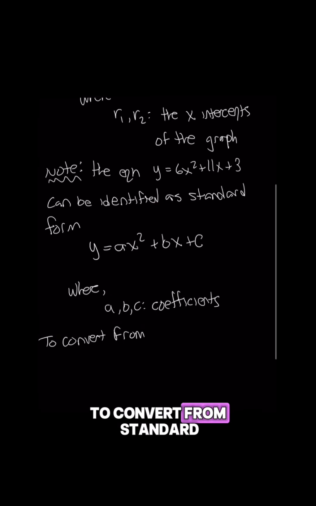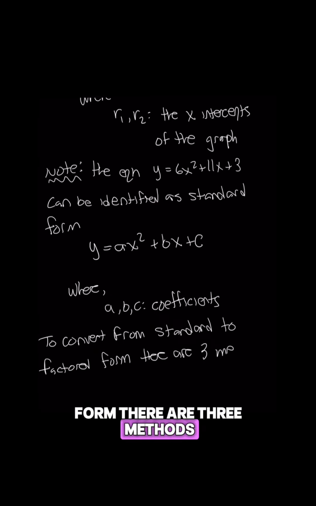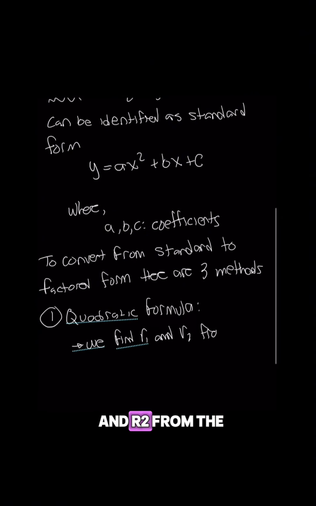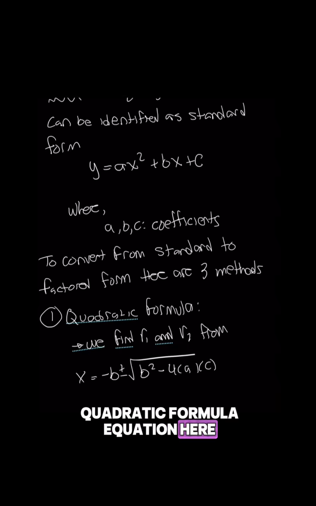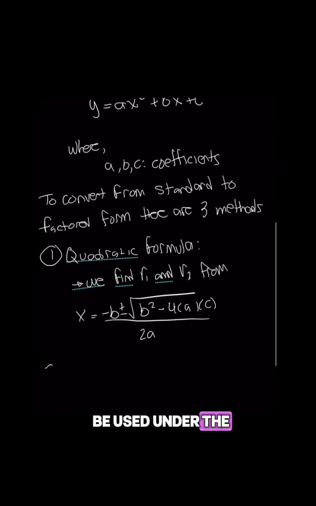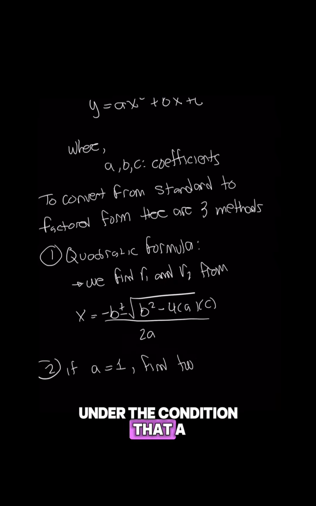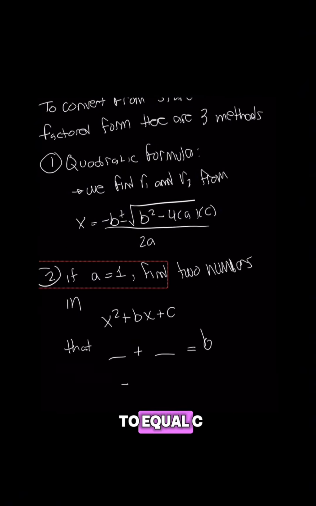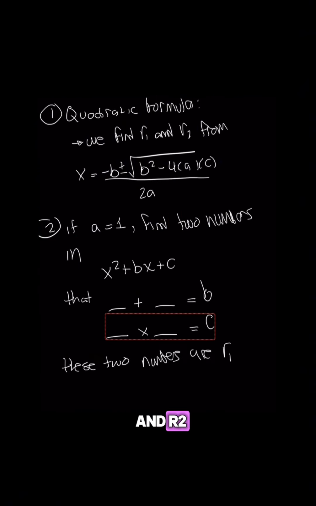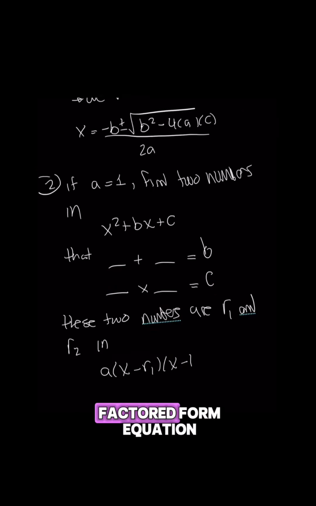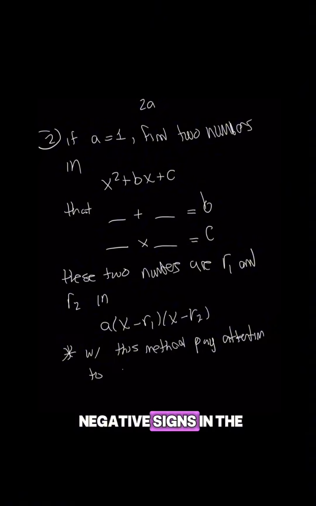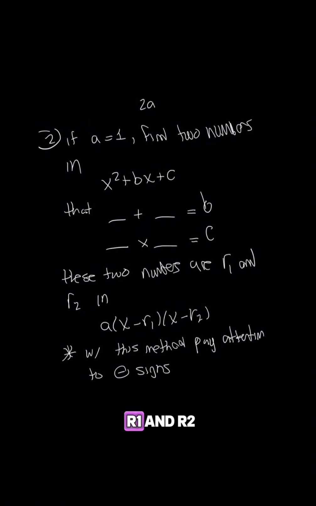To convert from standard form to factored form, there are three methods. The first one is the quadratic formula, where we find r1 and r2 from the quadratic formula equation here. The second method can be used under the condition that a equals 1. We can find two numbers that add to equal b and multiply to equal c, and these two numbers are going to be r1 and r2, so we can directly plug them into the factored form equation. One important thing to note: when you're plugging it in, be careful of these negative signs in the factored form equation. When you plug in r1 and r2, these negative signs will affect the final answer.